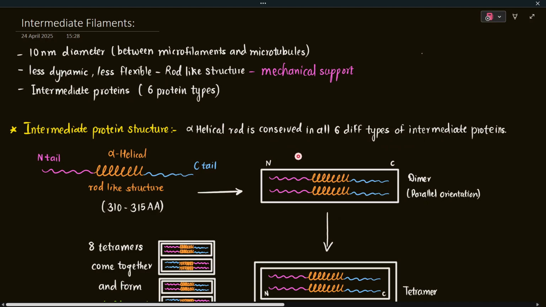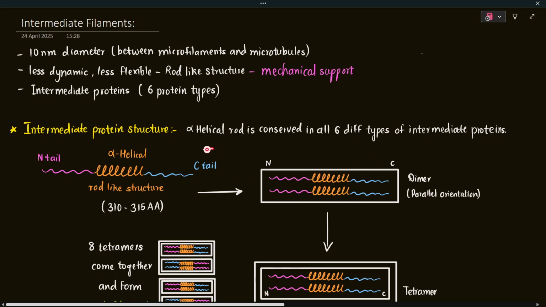Intermediate proteins have three domains: the N-terminal domain, the C-terminal domain, and the alpha helical domain. In all of those 6 types of proteins, this alpha helical domain is conserved, while the N-terminal and C-terminal regions differ, and that is why we have 6 different types of intermediate proteins.